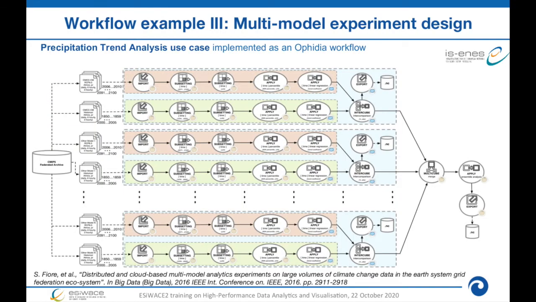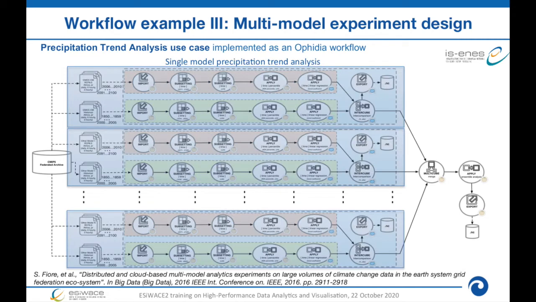This example is an implementation of a multimodel experiment data analytics. So in this case, this represents the precipitation trend analysis use case, which has been implemented as an Ophidia workflow. The picture provides a graphical representation by using the modeling language that was shown in a couple of slides before. As I said, this circle represents an Ophidia operator applied to a data cube, whereas the arrows represent the data flow, the dependencies.